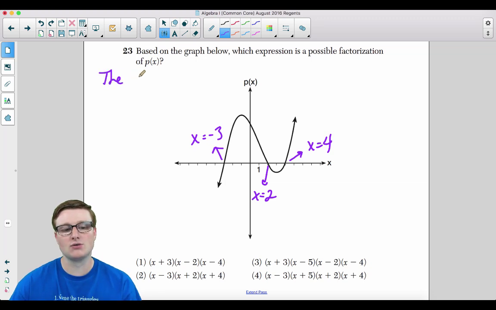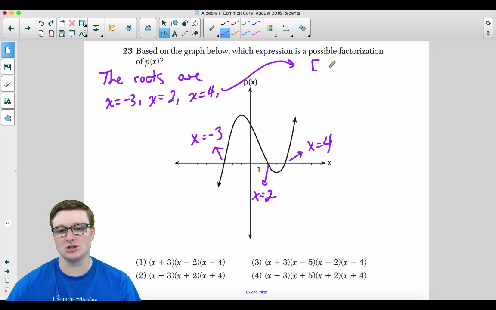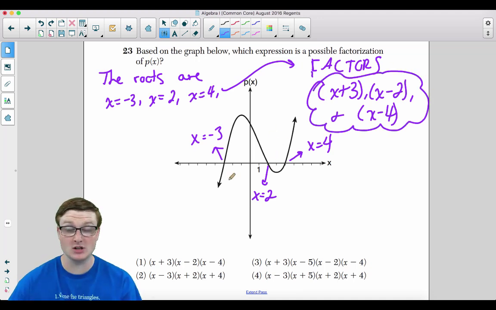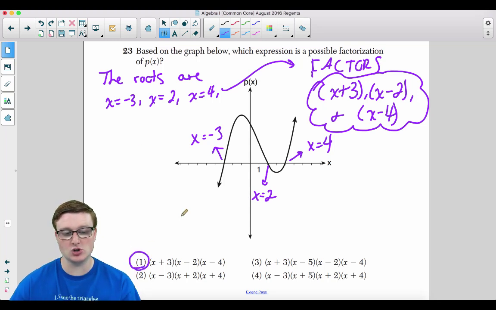So if the roots are x equals negative 3, x equals 2, and x equals 4, your factors are x plus 3, x minus 2, and x minus 4. These, ladies and gentlemen, are your factors of this function. So the only one that shows that is, in fact, going to be choice 1. x plus 3, x minus 2, x minus 4. All right, that's it.